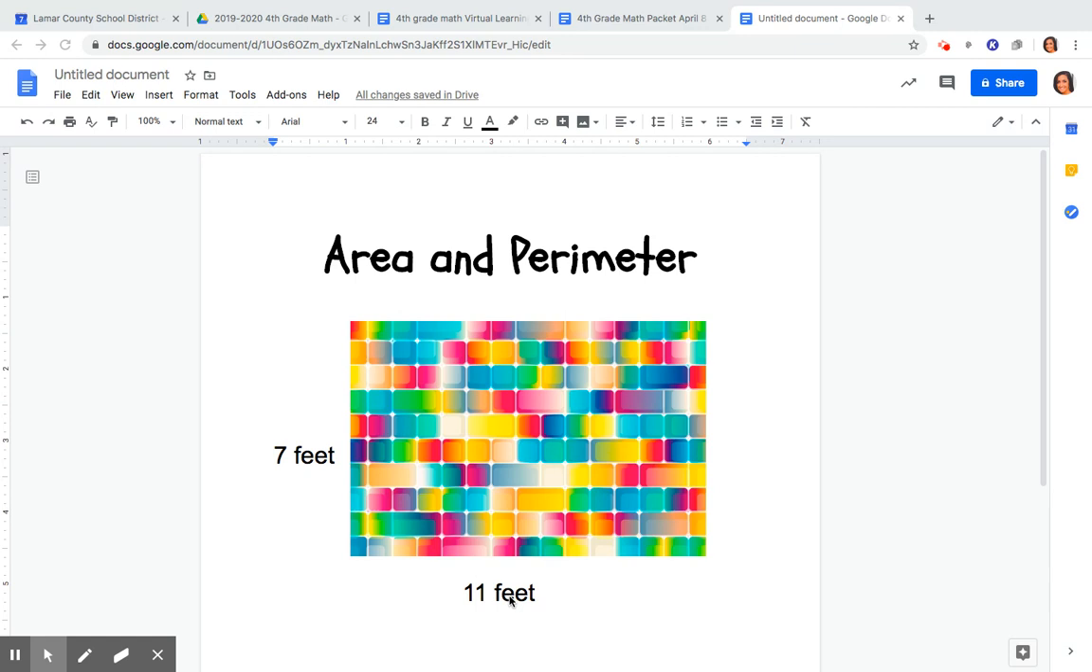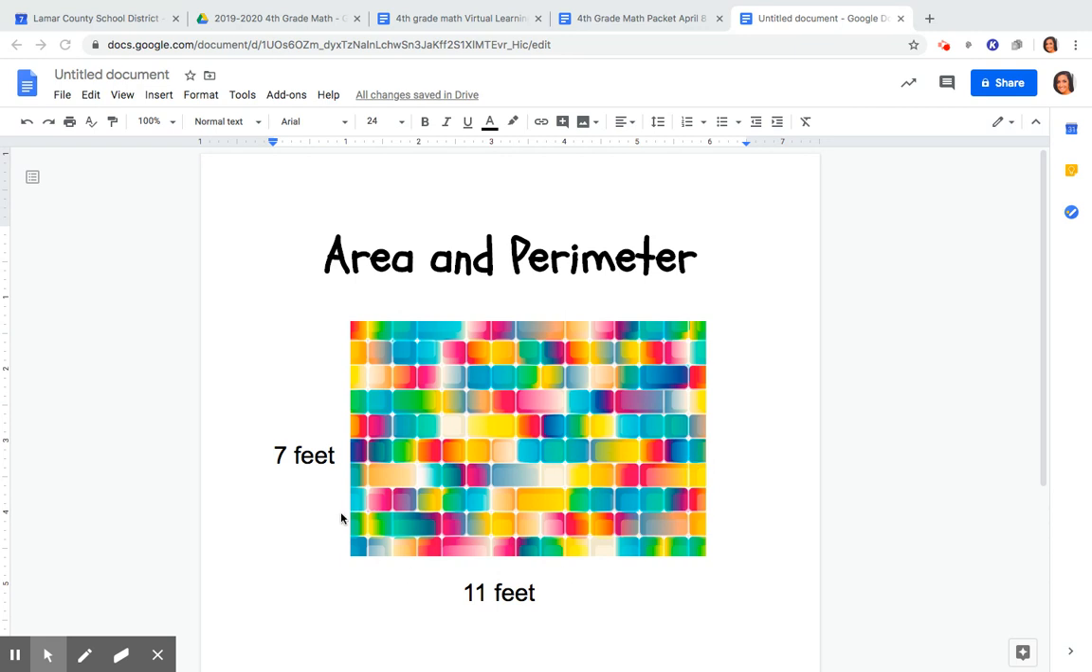But think, if this side right here is 11, what is the opposite side? If you said 11 feet, you were exactly right. Opposite side lengths are going to be congruent. They're going to be equal when dealing with a rectangle. So that means if this side length is 11 and this width is 7, what does that tell you about the opposite side of that? If you said 7, you were correct. Because this width is 7, the opposite is going to be 7 as well.